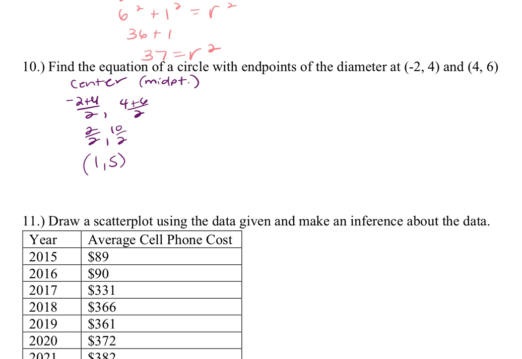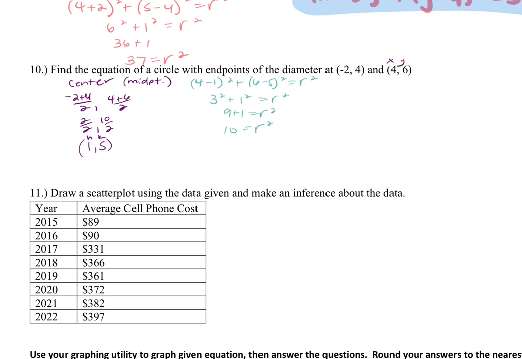Then I'm going to use that coordinate point with 1, 5 as my h, k and then one of these as my x, y. I'm going to pick the ones that are both positive if that is an option. And I get 4 minus 1 squared plus 6 minus 5 squared equals r squared. R squared is 10. So then I plug back in the h, the k, and the r squared.